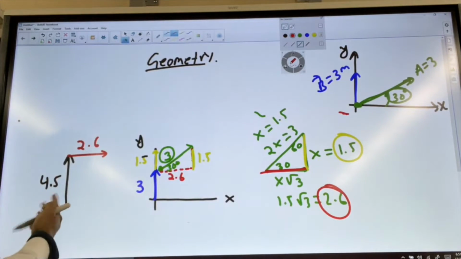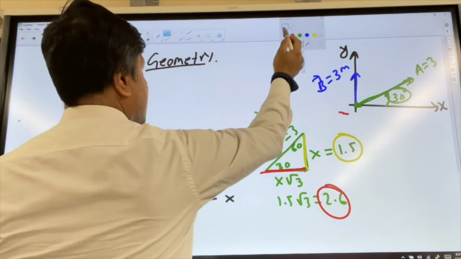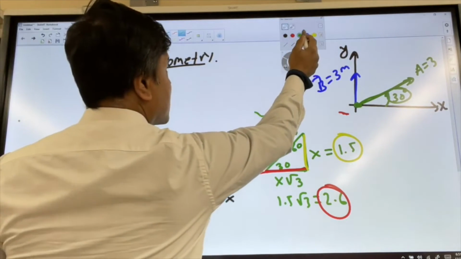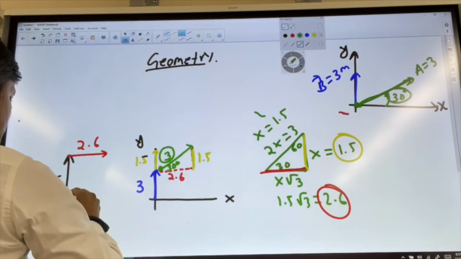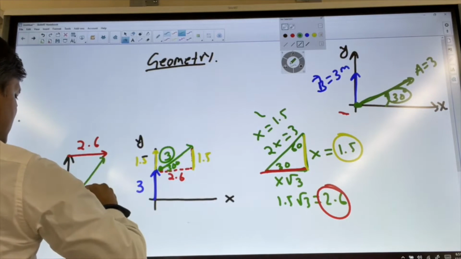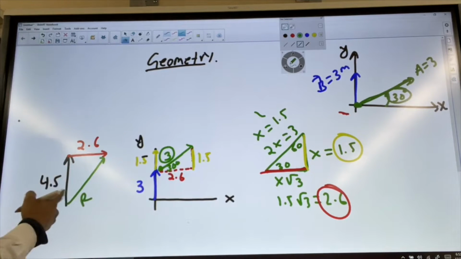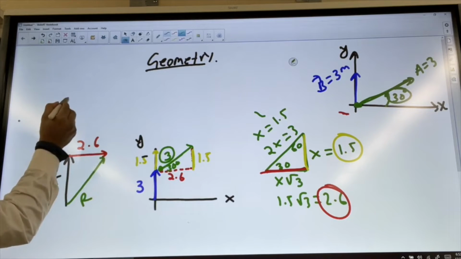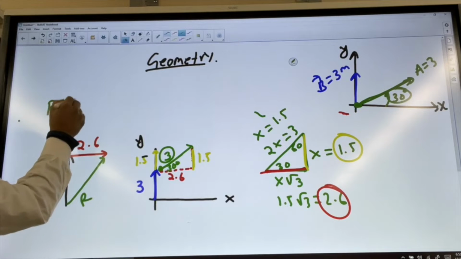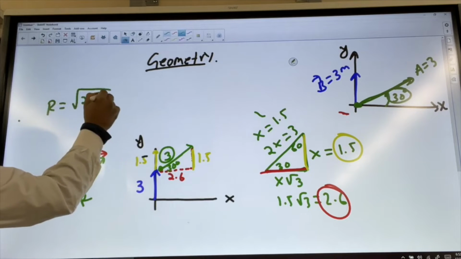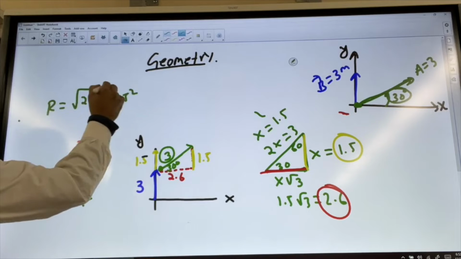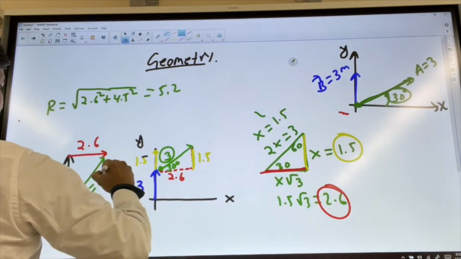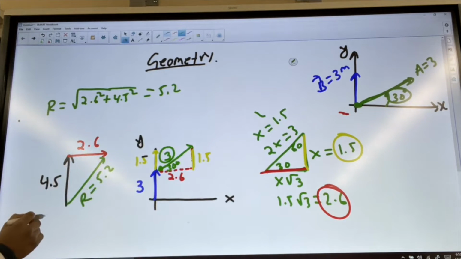Now I need to draw the resultant, and the resultant should be very easy. So this is my resultant. How can I find the resultant? I know this one and I know that one, so the resultant would be the square root of 2.6 squared plus 4.5 squared, and that would be 5.2. So the resultant is 5.2. Now I have to find the angle.